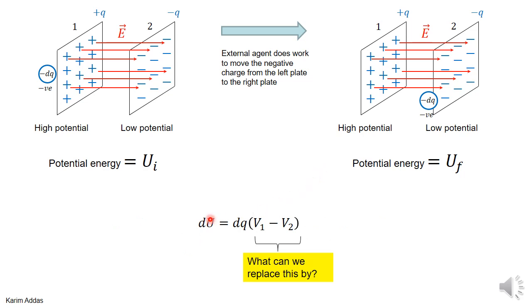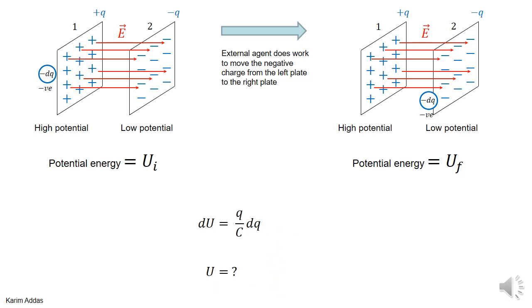Now, we found that the infinitesimal difference in potential energy between these two configurations is the magnitude of the charge times the difference in potential between the two plates. How can we replace the difference in potential by something else? We know that as the capacitor is charging, there's always a relationship between the difference in potential, the charge on the plates, and the capacitance. Delta V is Q over C. I can write dU as Q over C dq.